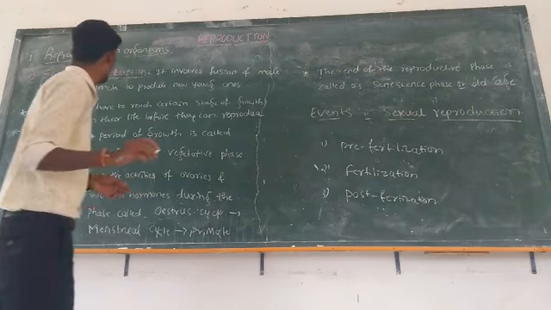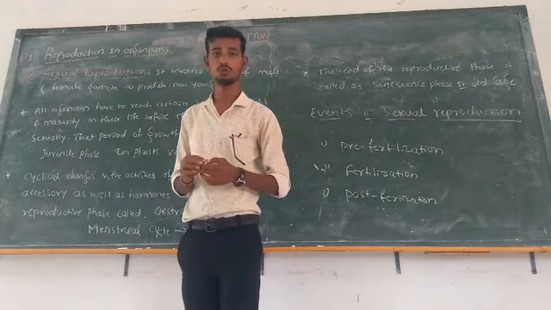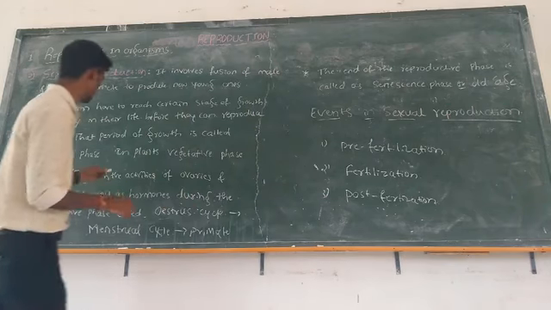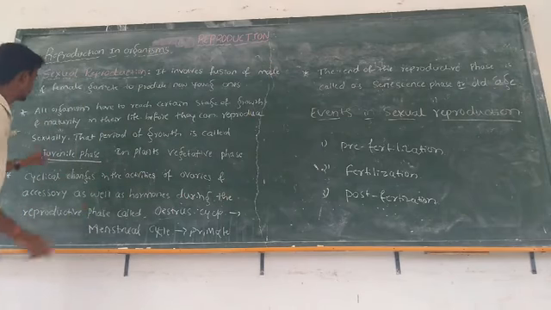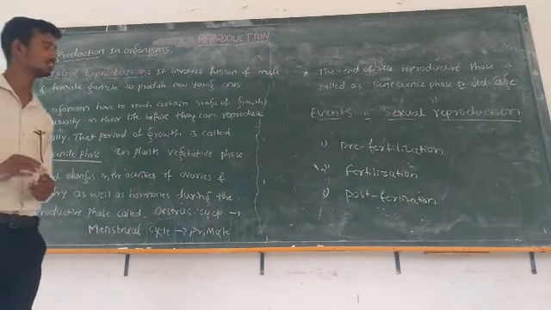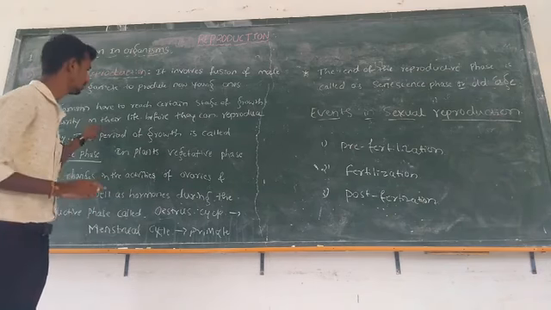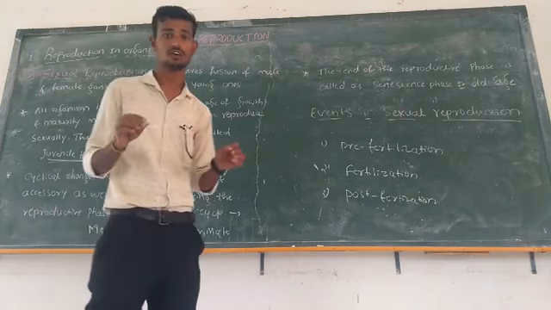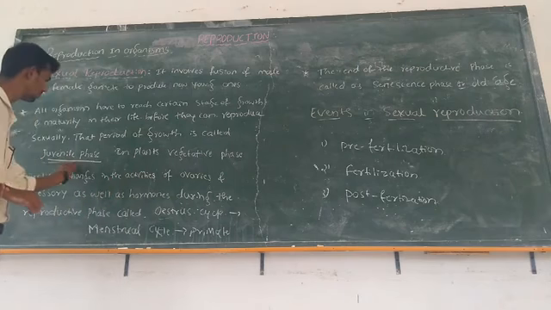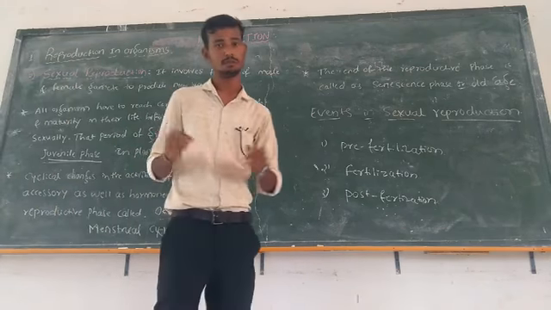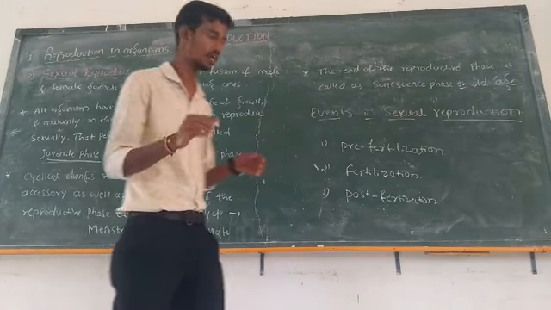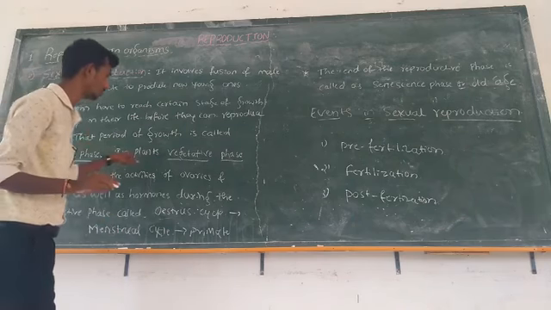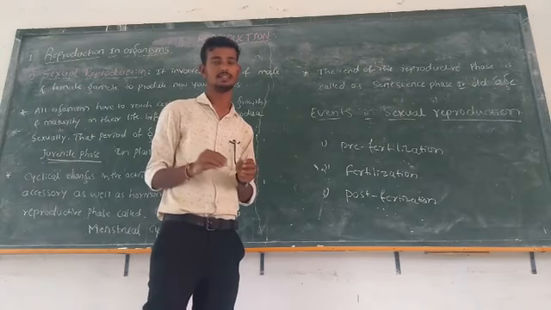The next point is that all organisms have a certain period of growth before they can produce new young ones. All organisms have to reach a certain stage of growth and maturity in their life before they can reproduce sexually. This stage before reproduction is called the juvenile phase in animals, and in plants it is called the vegetative phase.